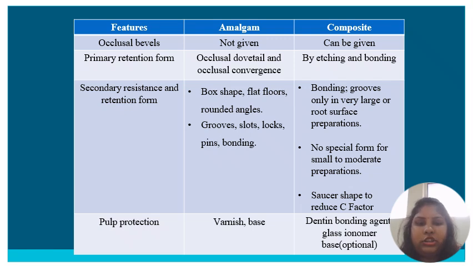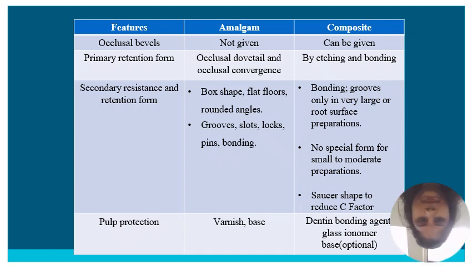Secondary resistance and retention forms in amalgam are box shape, flat floor, rounded angles, grooves, slots, locks, pins and bonding. In composites, you have bonding, grooves only in very large or root surface preparation, and no special form for small to moderate preparation is required. And the cavity is shaped to reduce the C factor. Pulp protection in amalgam is varnish and base. In composite, an adhesive bonding agent or glass ionomer base, which is optional.